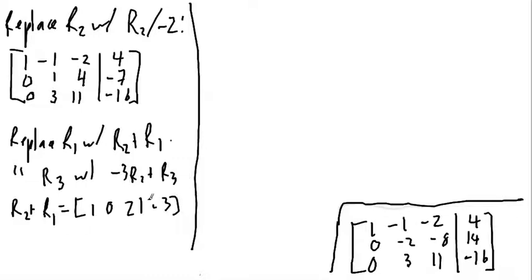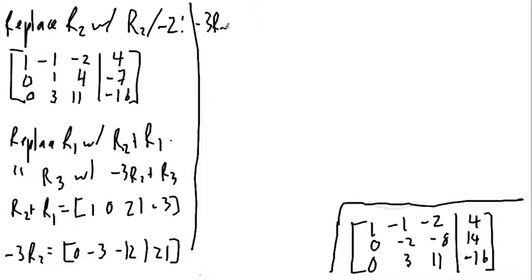For negative 3 row 2 plus row 3, I'm going to be more careful. Negative 3 times row 2 is equal to 0, negative 3, negative 12, and 21. And so when I take negative 3 row 2 and I add that to row 3, I end up with 0 plus 0 is 0, negative 3 plus 3 is 0, negative 12 plus 11 is negative 1, and negative 16 plus 21 is equal to 5.